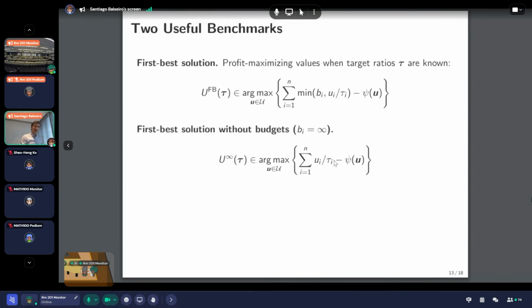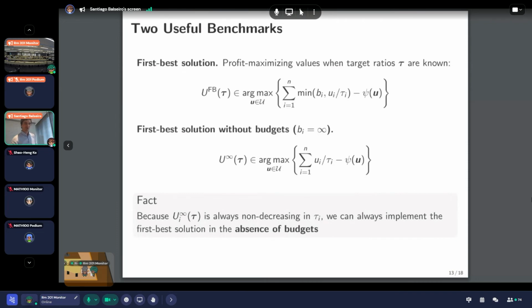Now, one fact is that it's possible to show that the first best solution without budget is always decreasing in the target. So then we can always implement the first best solution in the absence of budget. So here, this should be actually decreasing in the target. So then we can always implement it. So then in the absence of budget, the problem is simple. You can just implement first best. But then what we see here is that budget introduces a complication in our model.